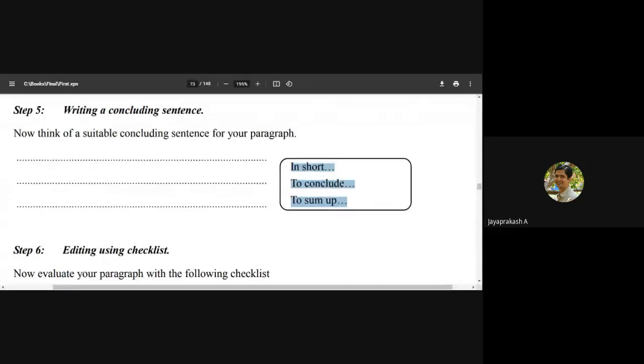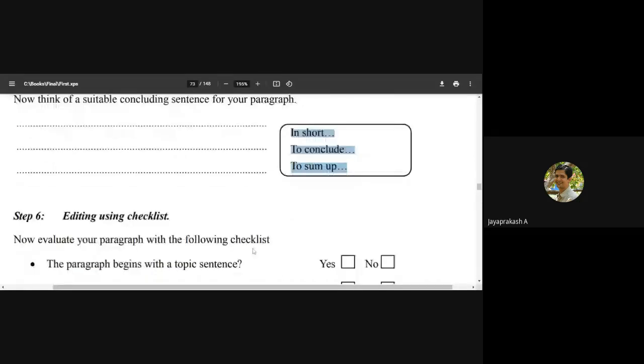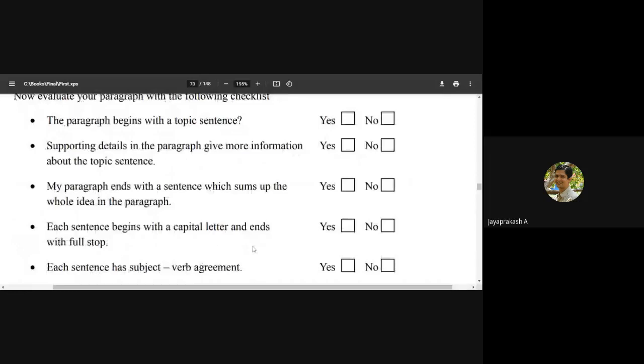Okay, then we can complete our paragraph. The paragraph becomes complete once we use a suitable concluding sentence. We have a proper conclusion. We have a proper ending for the paragraph. So now our paragraph is complete. This is how we should write a paragraph. And there is a checklist given at the end on how good our paragraph is. This is what we should check after writing a paragraph.